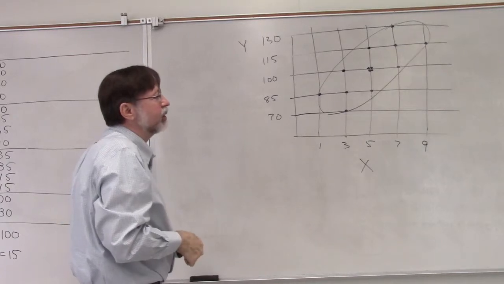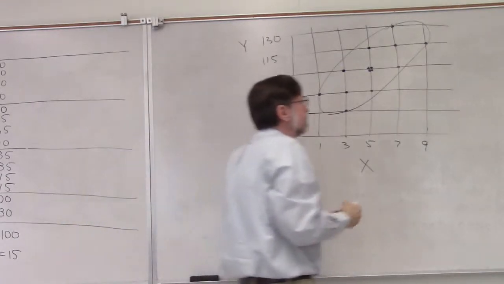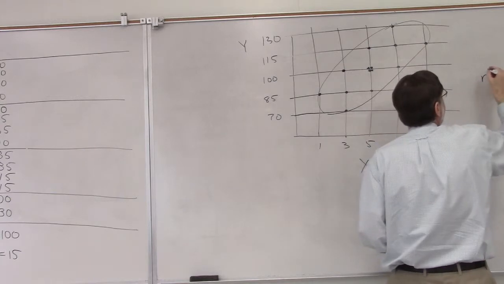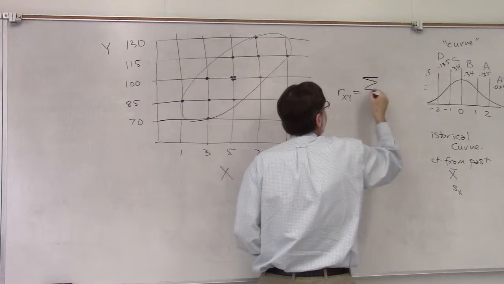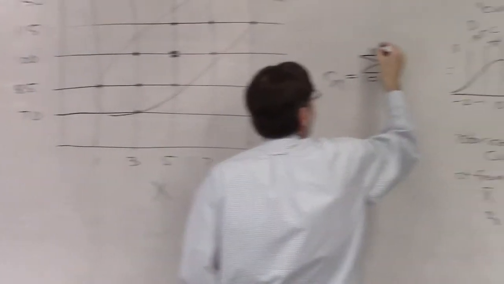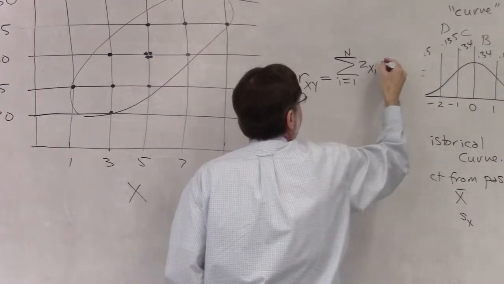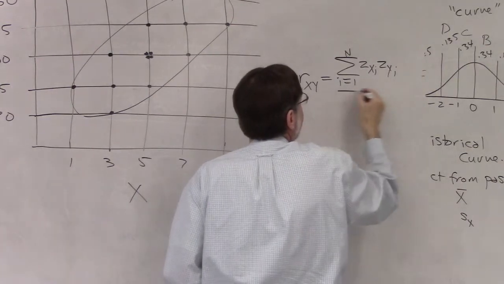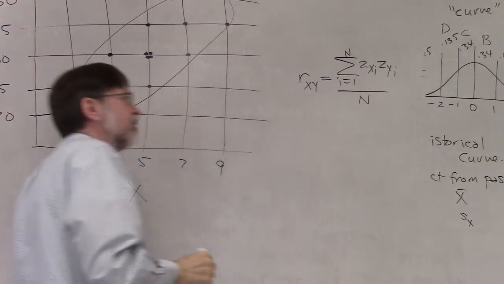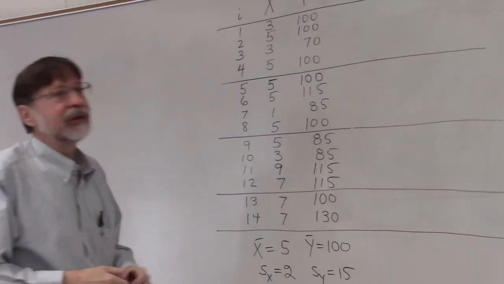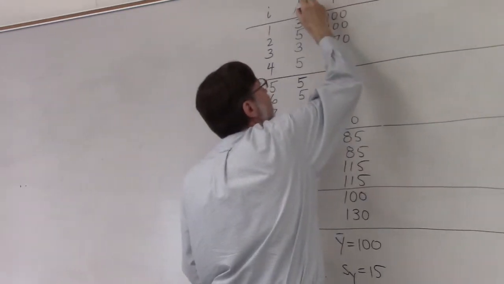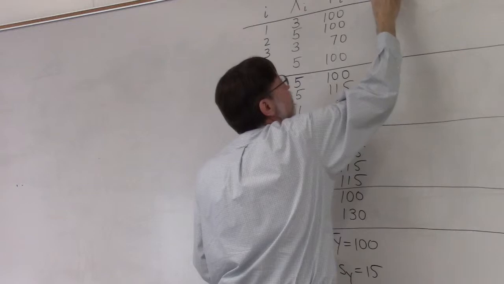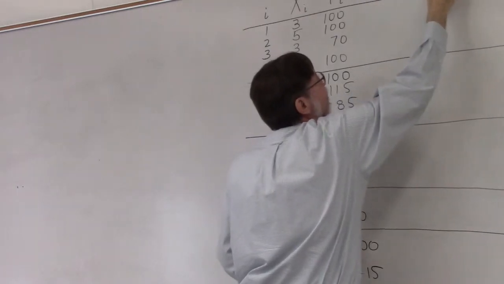We're going to calculate the correlation. So correlation coefficient r sub xy is equal to the sum from i equals 1 to n, z sub x sub i, z sub y sub i, divided by n. So that means we need to convert each score to a z-score, multiply them, add them up, and divide by n. So we need the z-scores for the x's and the z-scores for the y's.